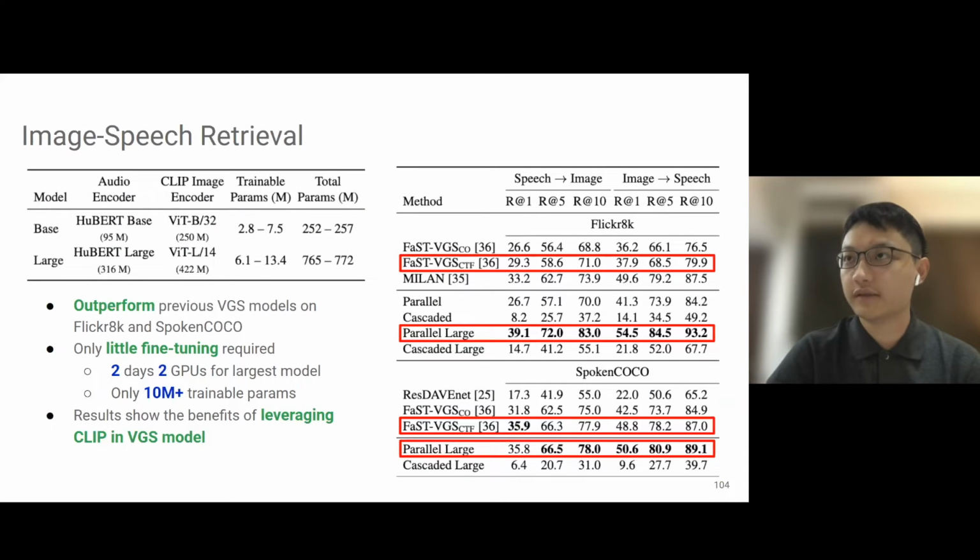Now here are the results of the image speech retrieval. On the left, we show the parameter counts of our model. Even though our model is very large, most of the proportion is frozen during our training process. On the right is our image speech retrieval result. We can see that our model outperforms SOTA models even trained on a small dataset like Flickr 8K. Notice that we only have about 10 million parameters required for training, so we can train on a large batch size with only little GPU resources. Overall, these results show the benefit of leveraging CLIP in the VGS model.